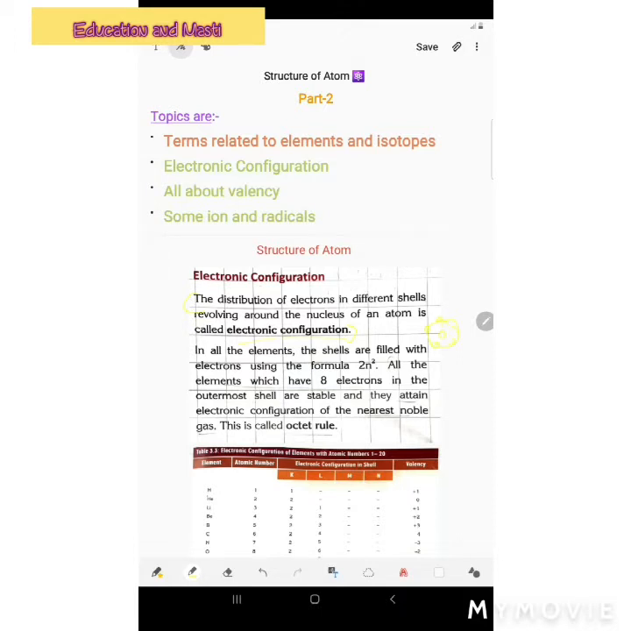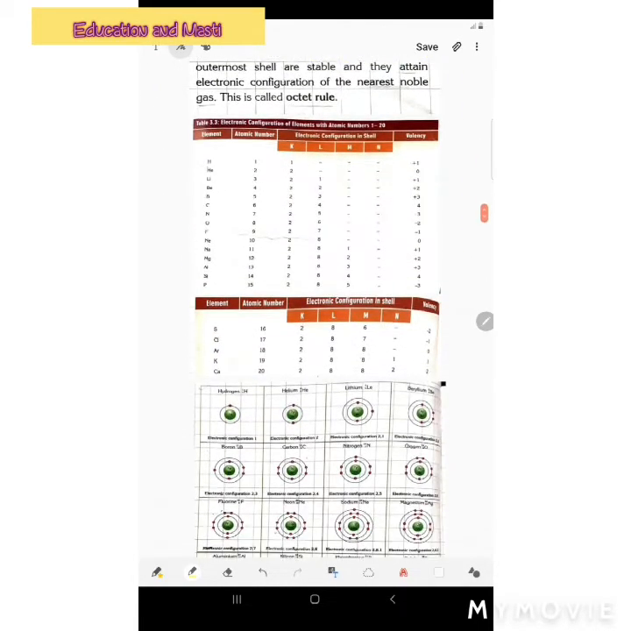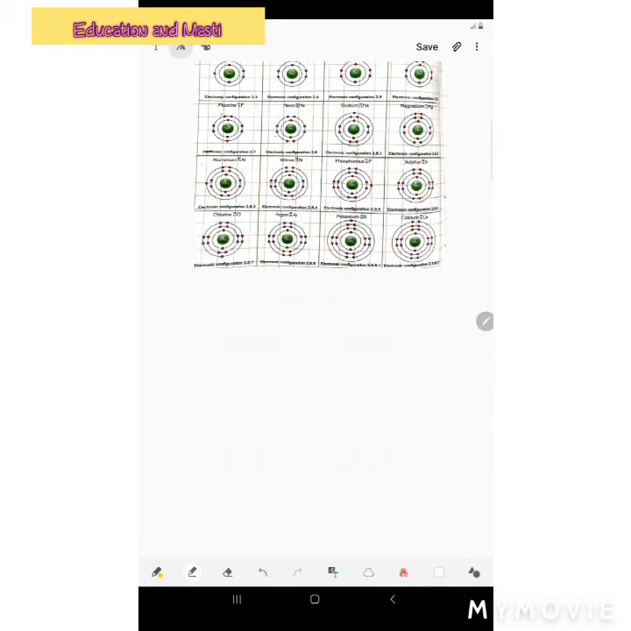So basically now we understand what electronic configuration is, and in the previous video I told you how we are arranging those. In all elements the shells are filled with electrons using the formula 2n square. So how are we doing that? Now let's see. I take 2 into 1 square, and I get 2 electrons. Then 2 into 2 square, I get 8 electrons.